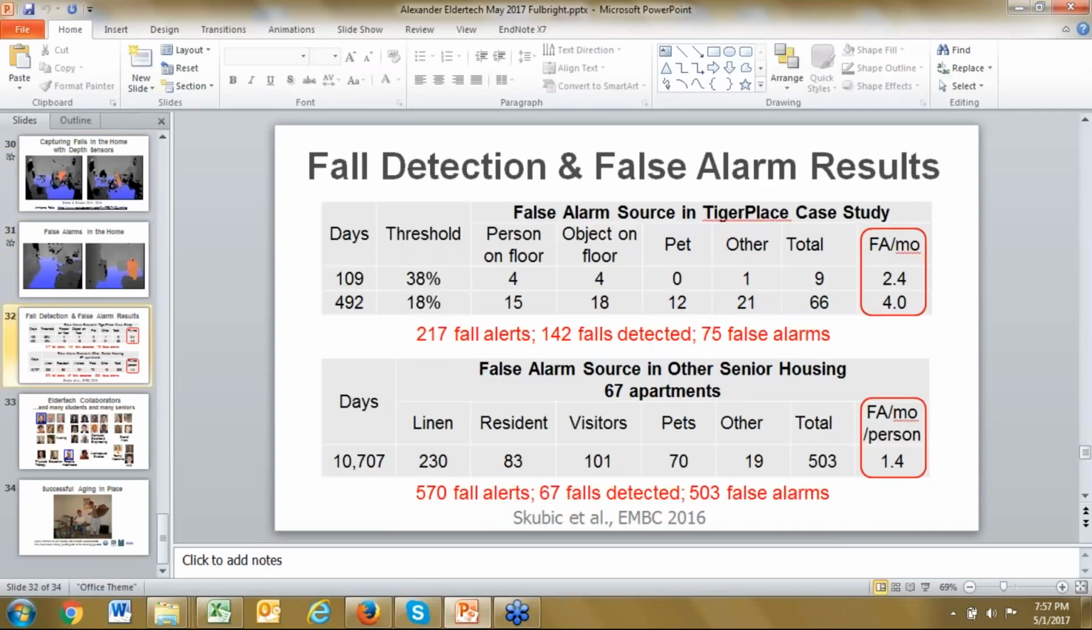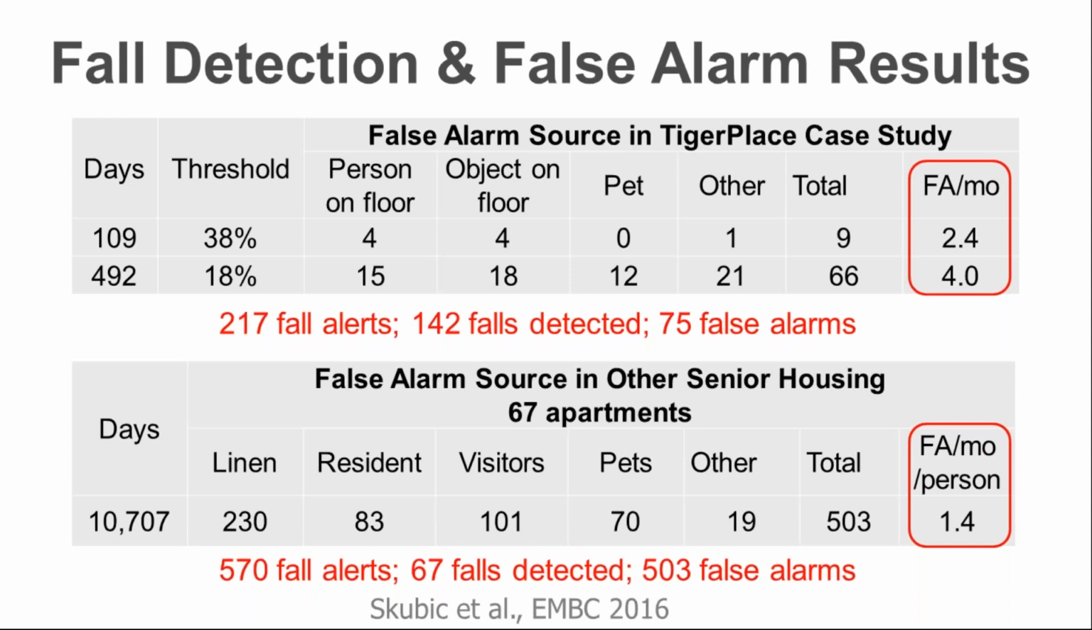So if we look at these false alarm rates, in one of our studies, we are publishing this actually. We have it under review right now. What we find is that some of the false alarms are due to persons being on the floor already. They haven't fallen, they're just on the floor for some reason. Maybe they're working on a project or something. There's an object on the floor, there's a pet, or there's other reasons for that. So what we did is we looked at false alarm sources in Tiger Place. We worked with engineers to adjust our thresholds, and we found that by adjusting the thresholds, we can improve the false alarm rate. But depending on how you adjust it, you can also worsen the false alarm rate.